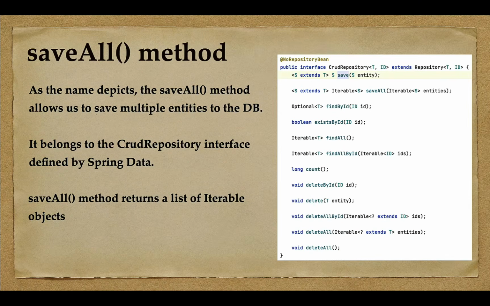Hi, welcome back. In this lecture, we'll see how to use saveAll method to save multiple entities into the database table. Well, saveAll method is basically from CrudRepository interface, and saveAll method returns a list of iterable objects. Okay, so whenever you have a requirement to save multiple entities into a database, then you can go ahead and use saveAll method. Alright, let's head over to the IntelliJ IDEA and let's write the logic to see how to use saveAll method to save multiple entities into the database table.